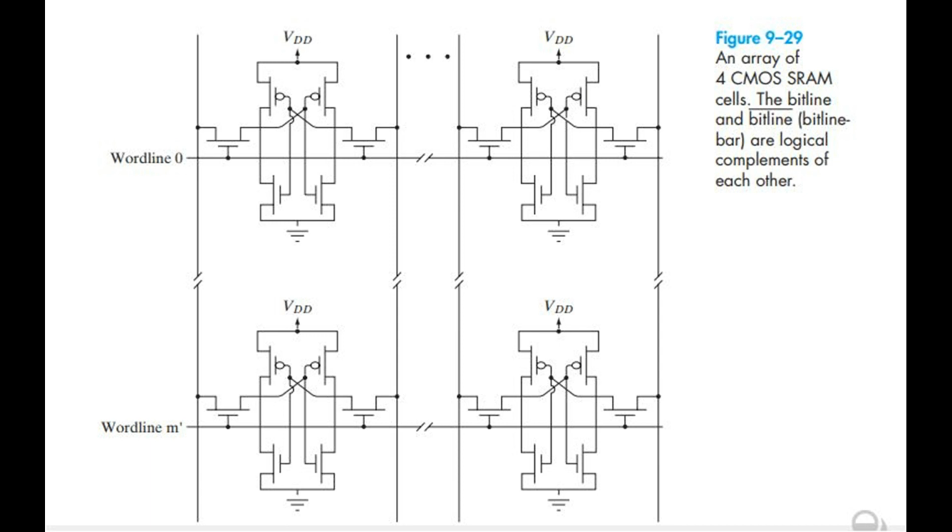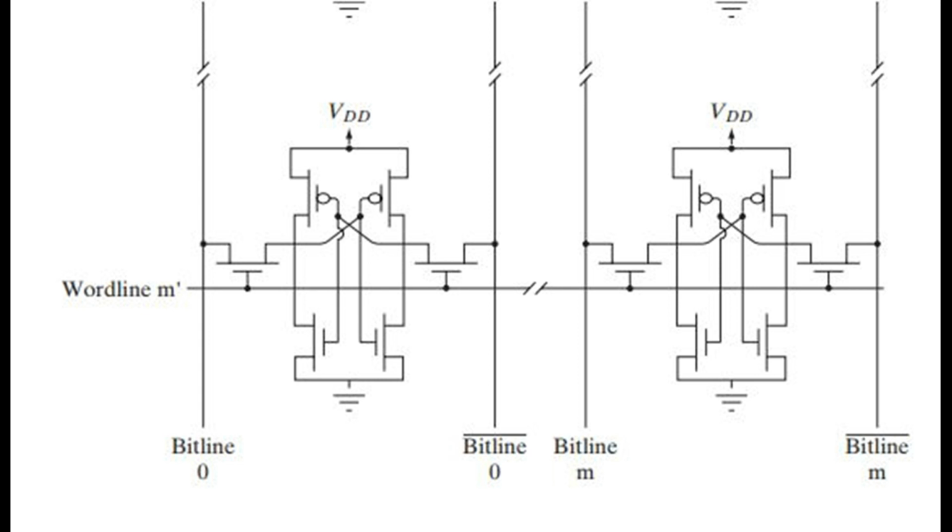Figure 9.29: An array of 4 complementary metal oxide semiconductor static random access memory cells. The bitline and bitline bar are logical complements of each other. We aim for a symmetric transition from VOH to VOL at VDD/2 with a high gain in the transition region, to improve noise immunity and speed of convergence of the static random access memory cell. The speed of convergence determines how fast the static random access memory flip-flop latches into one stable logic state or the other.